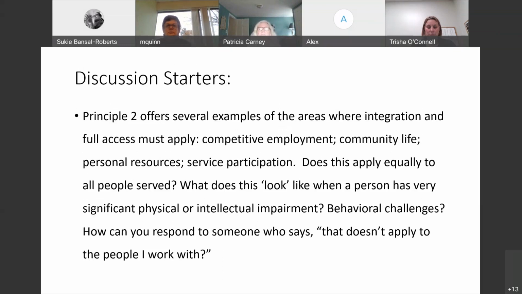Principle 2 offers several examples of the areas where integration and full access must apply: competitive employment, community life, personal resources, service participation. Does this apply equally to all people served? We sometimes say, oh, that won't work for so-and-so. Well, it's still a valid principle. It may look different for this person, if we think about person-centeredness, than it would for a different person. So what does this quote look like when a person has very significant physical or intellectual impairment, behavioral challenges? How can you respond to someone who says, that doesn't apply to the person I work with?